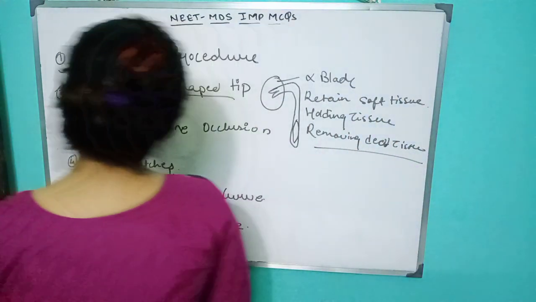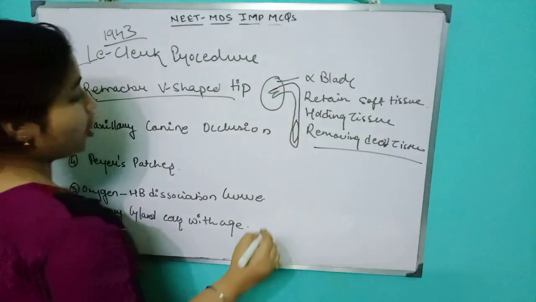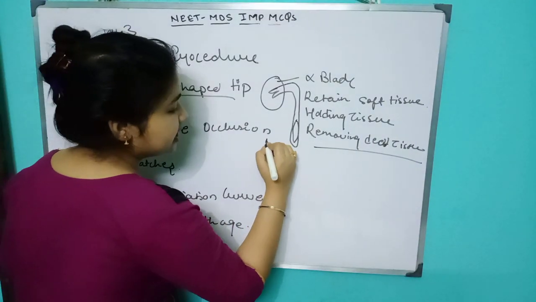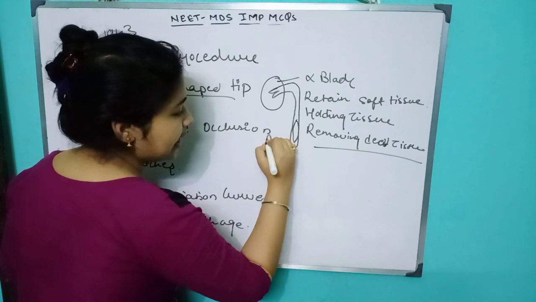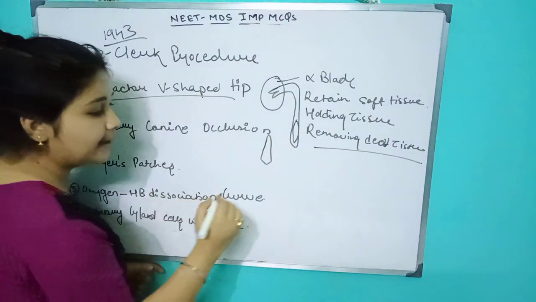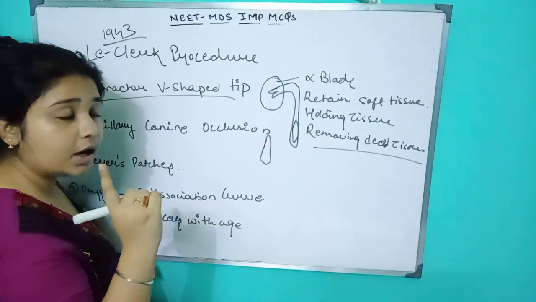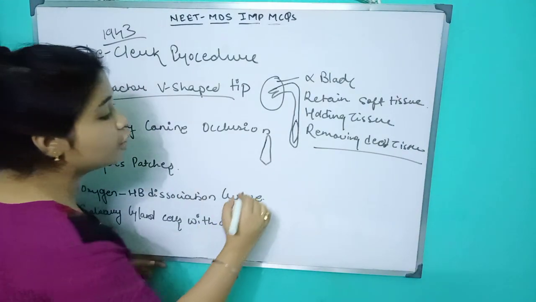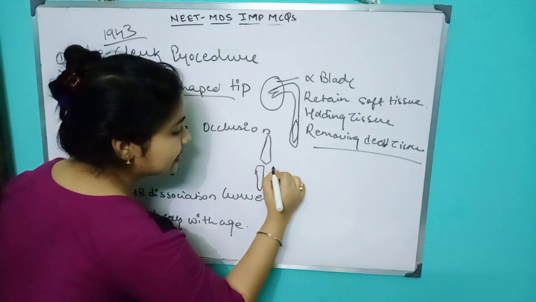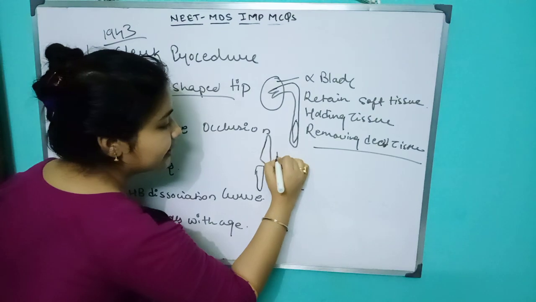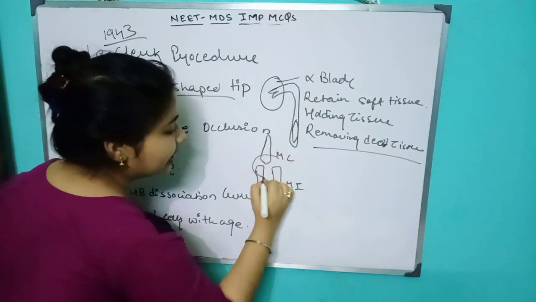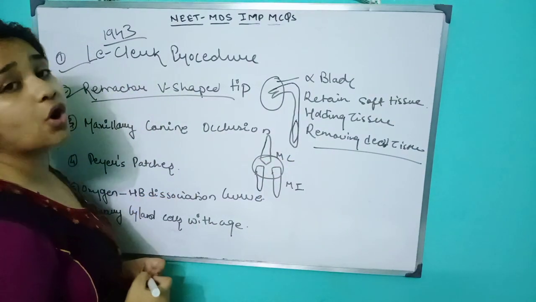The third one: what is maxillary canine occlusion? This is all about your permanent teeth. For example, this is your maxillary teeth. The maxillary canine comes into occlusion between two mandibular incisors. This is the maxillary canine. This is what the occlusion is all about.